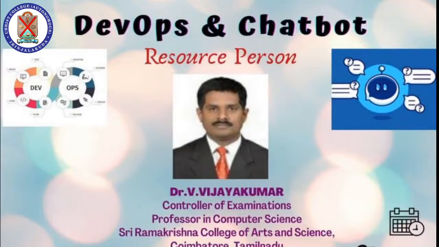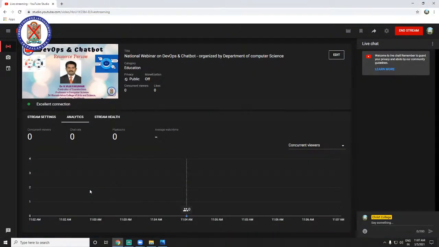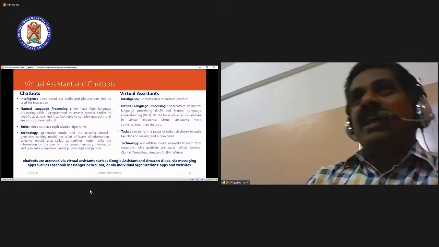Virtual assistant. A chatbot basically uses text and audio, and you can picture it, you can use it for interaction. The virtual assistant is a very sophisticated interactive platform. It's intelligence-based. The chatbot uses simple natural language. It's not high-level language. It will not use high-level language.